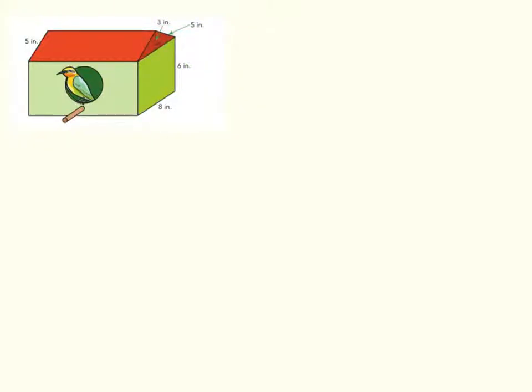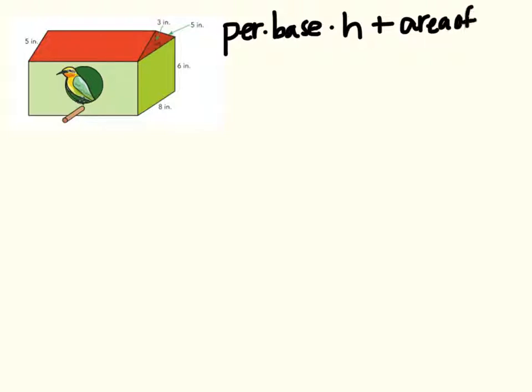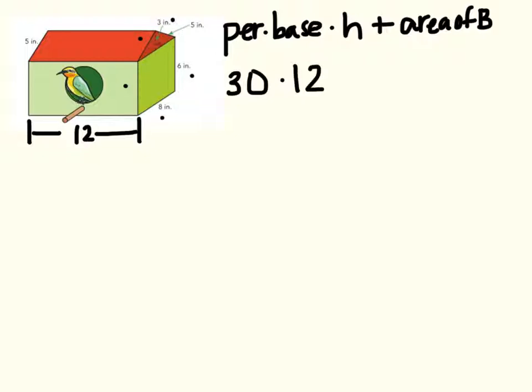Remember, we'll calculate our surface area by adding the perimeter of the base, then multiplying that by the height, and adding that to the area of the two bases. Okay, so the perimeter of our base is going to be 8 plus 6 plus 5 plus 5 plus 6. That equals 30. We're going to multiply that by our height, which is 12, as we calculated in the first part of this problem. And then we're going to add that to the area of both bases.